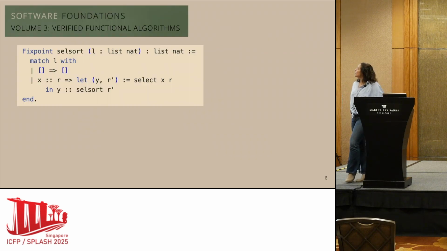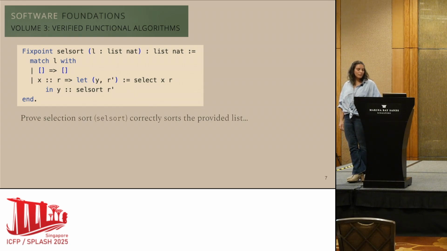And so we're going to walk through an example of trying to verify selection sort. And this comes from the Verified Functional Algorithms textbook and the Software Foundations sequence. And the main property you might want to verify about your selection sort, or any sort for that matter, is that it correctly sorts your list. And the Verified Functional Algorithms textbook, along with the other Software Foundations textbooks, are in Rocq, and they provide you with a sequence of lemmas to prove.